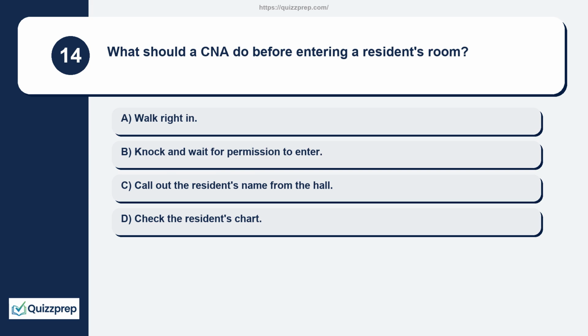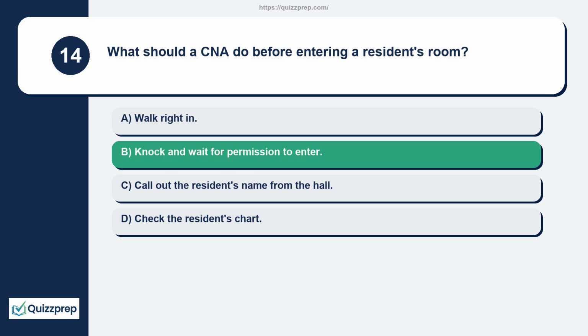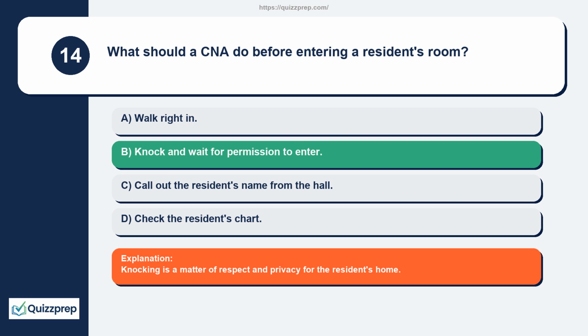Question 14. What should a CNA do before entering a resident's room? Walk right in. Knock and wait for permission to enter. Call out the resident's name from the hall. Check the resident's chart. Knocking is a matter of respect and privacy for the resident's home.